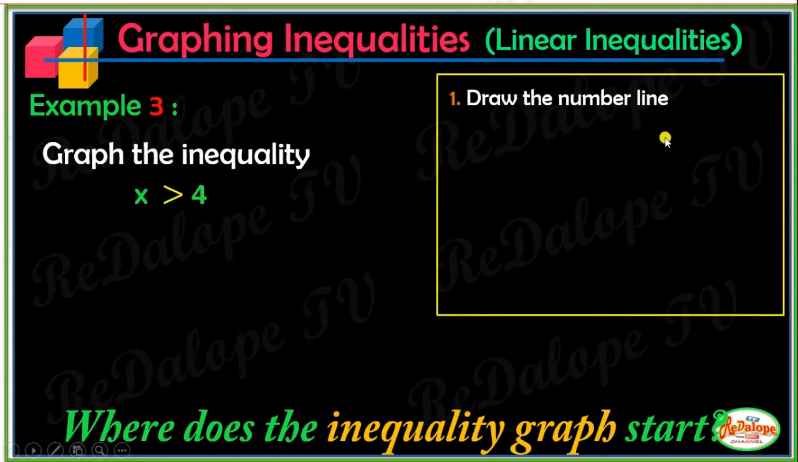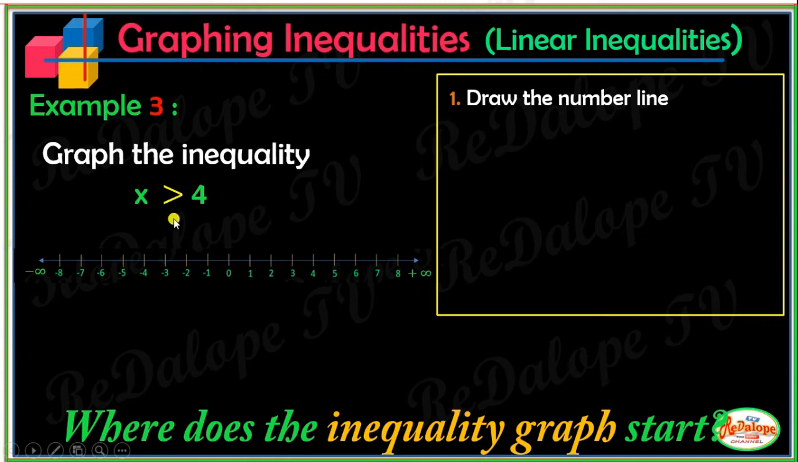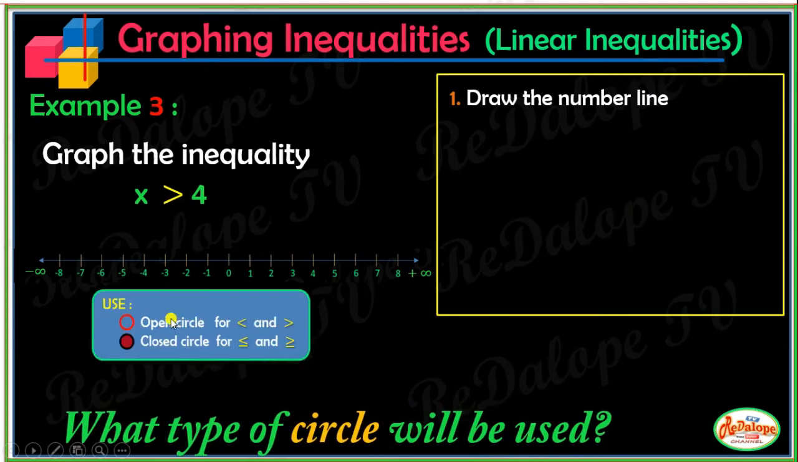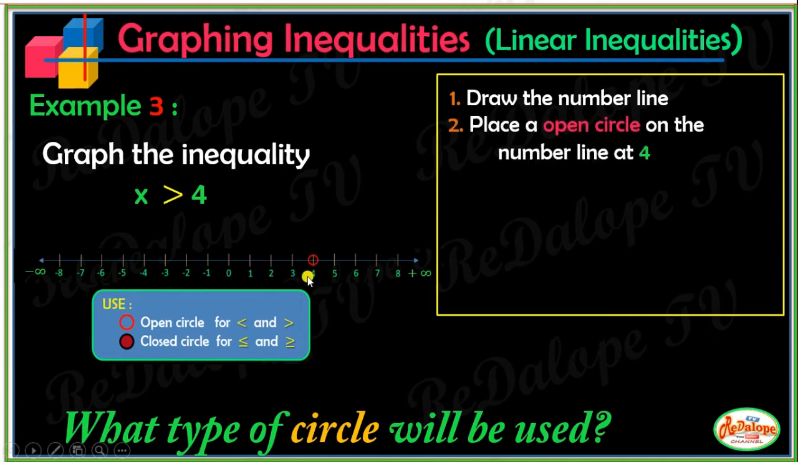So again, we are going to draw the number line. So from 0 to positive infinity, 0 to negative infinity. Since the inequality sign in between is greater than, then therefore, we're going to use the open circle. Open circle is used for less than and greater than. Since this is greater than, then therefore, we're going to use the open circle. And we're going to place the open circle at positive 4. So we have the open circle here on the number line at 4.